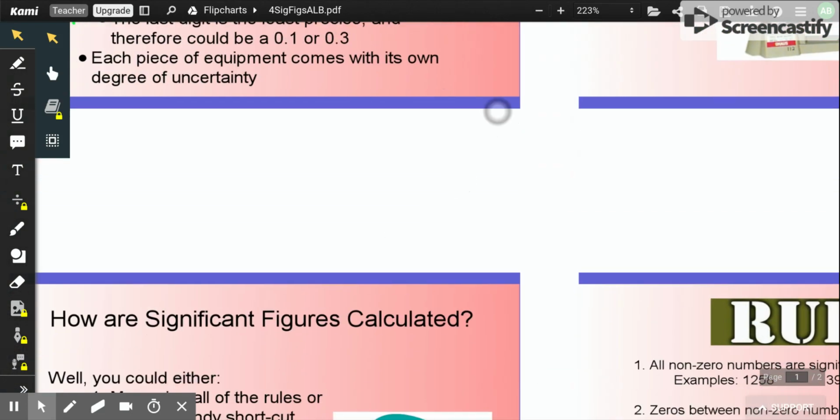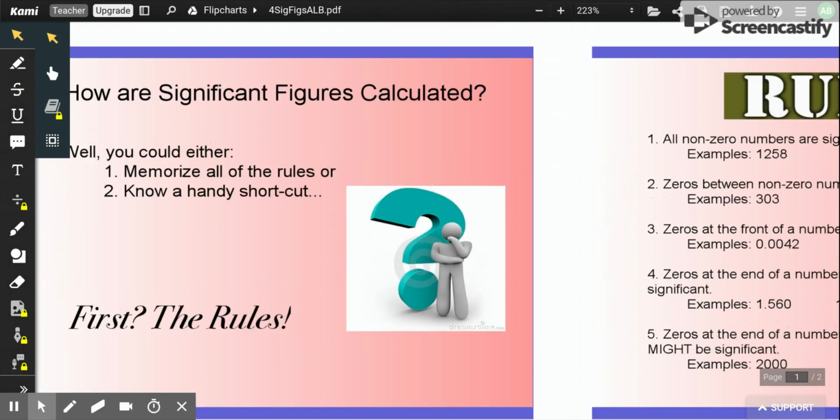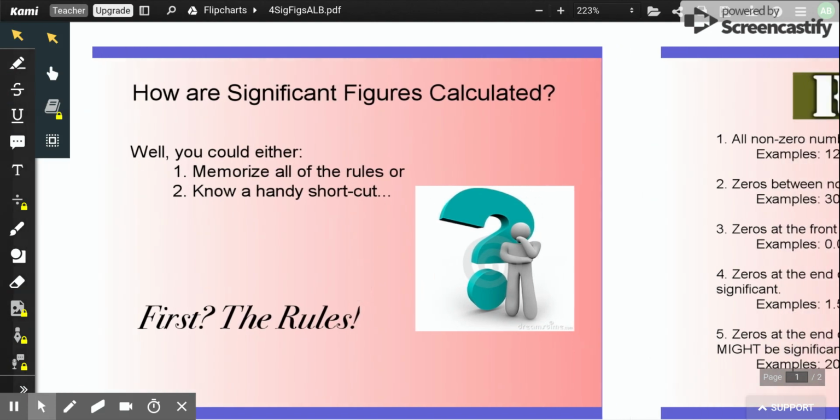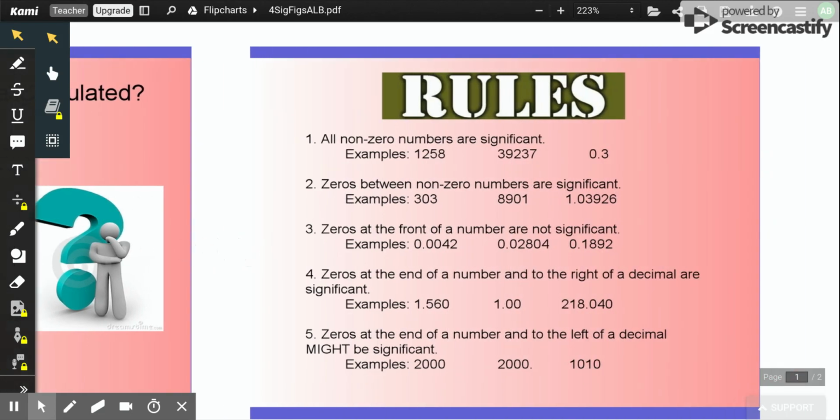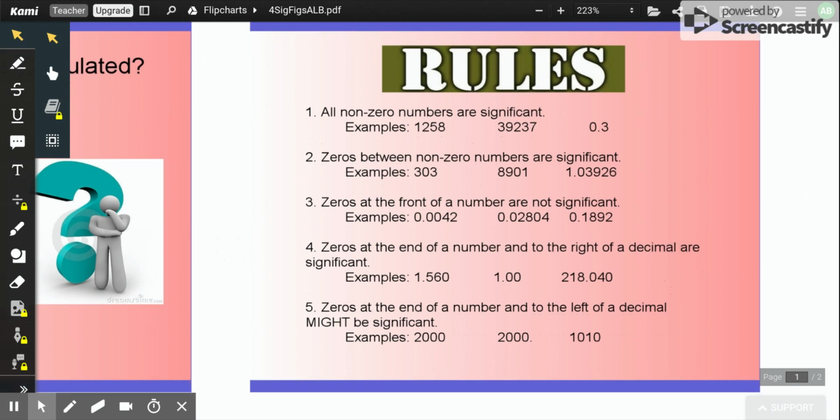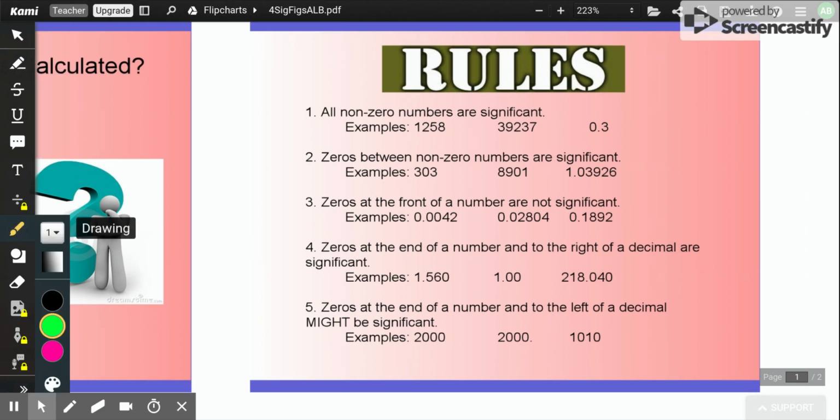All right. So how are sig figs calculated? There's a bunch of rules that you can memorize if you want. There are 5 in particular that are given by most textbooks, or you can know a handy shortcut. So if you're a rules person, I'll give you the rules first. Here are some rules. So the first one says anything that's a regular number, so 1 through 9, those are going to be significant. So in this case, there are 4 sig figs. In this case, there's 1, 2, 3, 4, 5. In this case, there's 1.